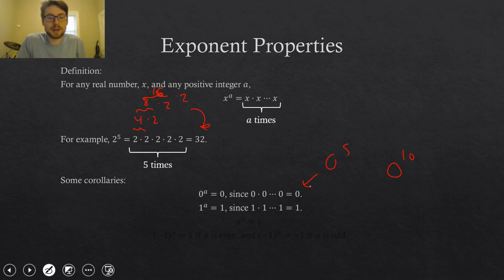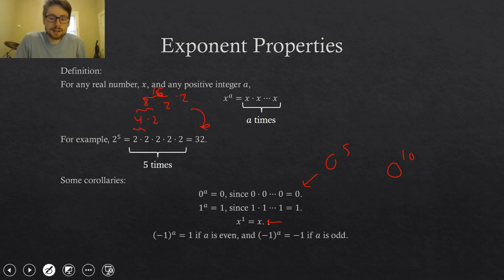Also, 1 raised to any power is going to give you 1 back, because if you multiply 1 by itself 10 times, or 100 times, or 1,000 times, you still get 1 as the answer. If you raise any number to the first power, x to the 1, then that gives you that number back. x is x to the 1. And this is always true, just because multiplying a number by itself 1 time doesn't really mean anything. We're just going to say that it gives you the number back, right? So 2 to the 1 is 2, and 5 to the 1 is 5, and so forth.